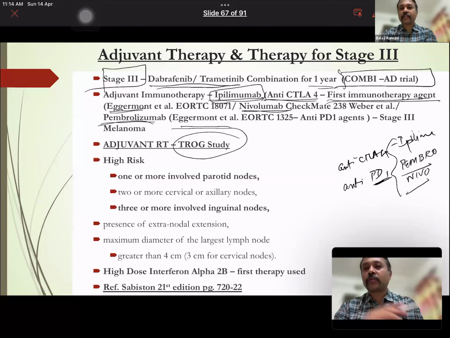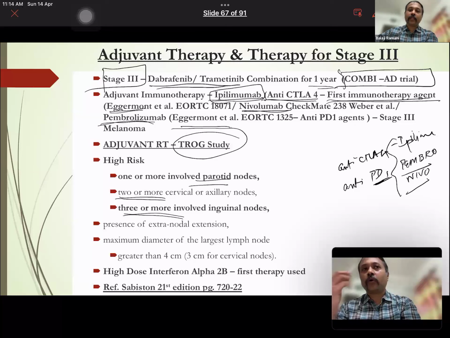So this is an Australian New Zealand group study, which has the highest incidence of melanoma. They said that whenever you have head and neck nodes, one or more involved nodes in the parotid, two or more in the cervical and axillary regions, and three or more in the inguinal region, all these are high risk.